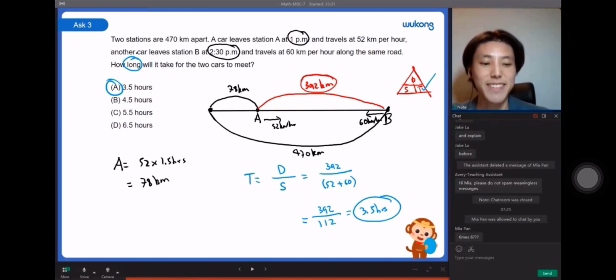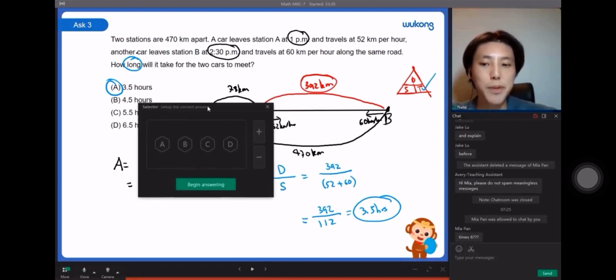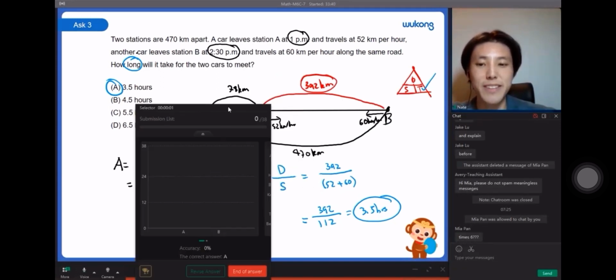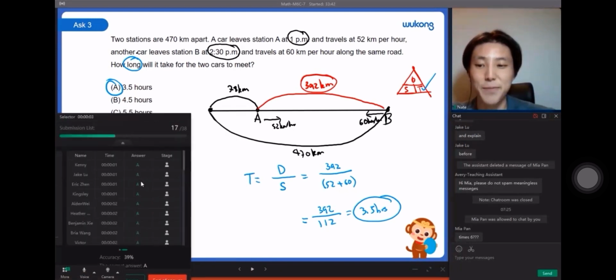Now, let me see if you guys are okay. Let me just quickly check. Could you please press A if you're good? Press B if you need a little help here. Okay, looks like you guys are okay. Very good.